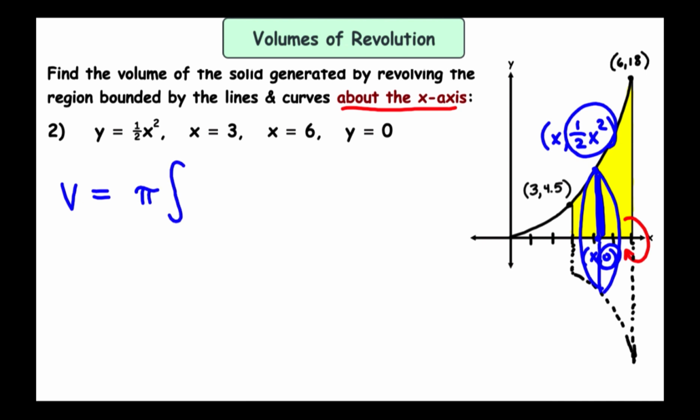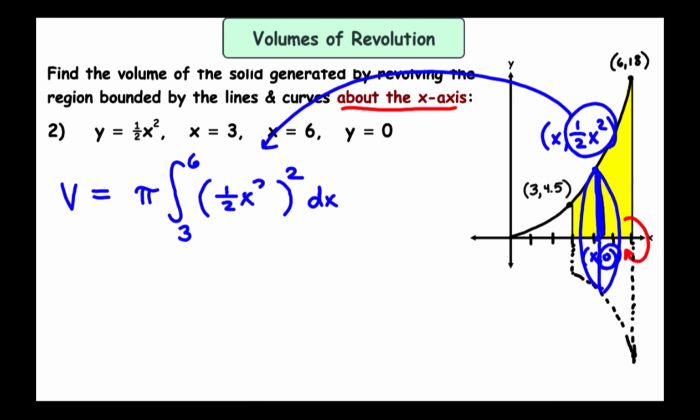We're only integrating from x equals 3 to x equals 6. So 3 and 6 become the limits of integration. So it's pi radius squared. And it's dx because we're hitting the x-axis with all these rectangles. And the radius, as I mentioned, is the 1/2 x squared. So it's 1/2 x squared getting squared, which will be 1/4 x to the 4th.